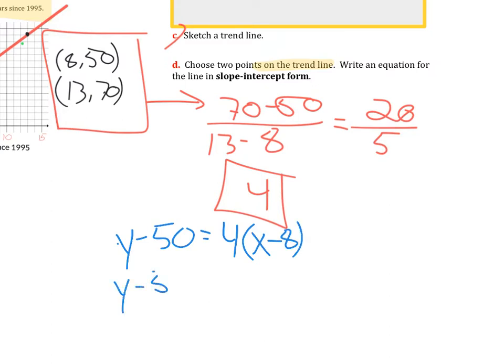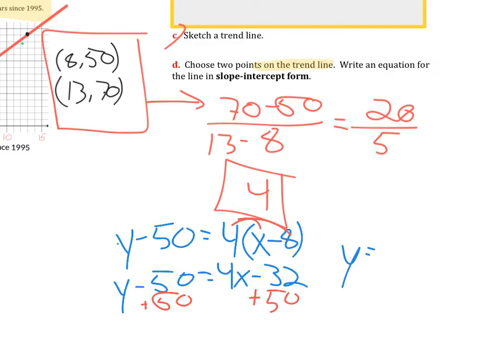So y minus 50 equals, after some distribution, that'd be 4x minus 32. Add 50 to the other side. Let's see, what is that? 18? So we're going to have y equals 4x minus 18.